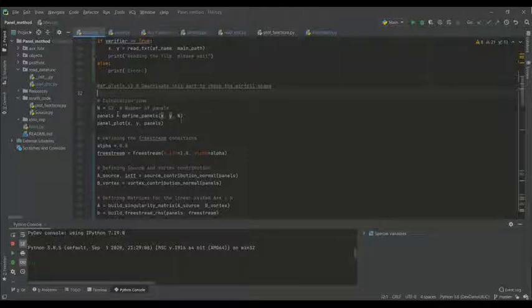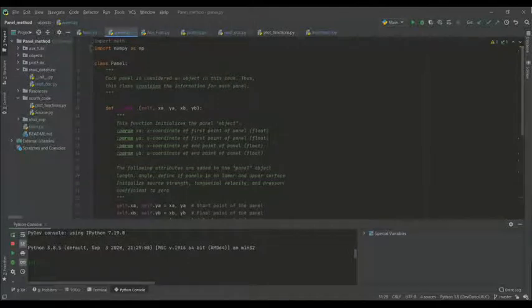this function right here defines the panels. Basically what it does is create all of the panel characteristics, like the length, the beta angles and those kinds of things, and it is saved in this object, the object panel.